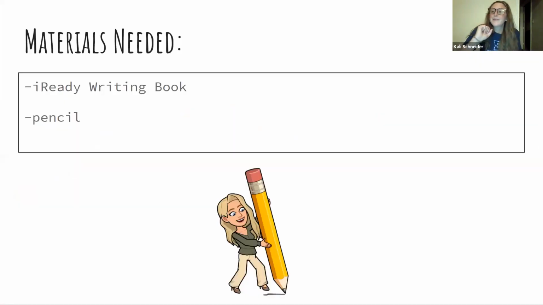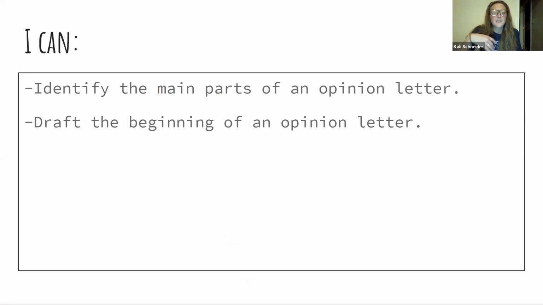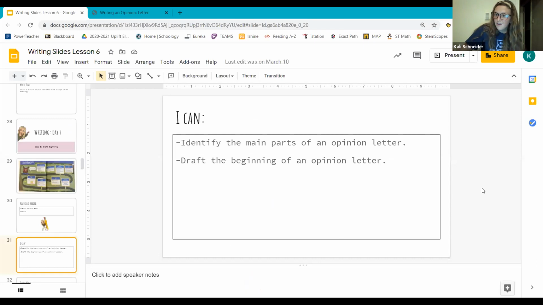So we're going to go ahead and break it down today so that we can start our beginning. So please make sure you have your iReady writing book with you and a pencil. You need those 2 things with you today. So grab those things. Our objectives today are I can identify the main parts of an opinion letter, and I can draft the beginning of an opinion letter. So we are working to draft and making sure that we are working hard to get our letter started.